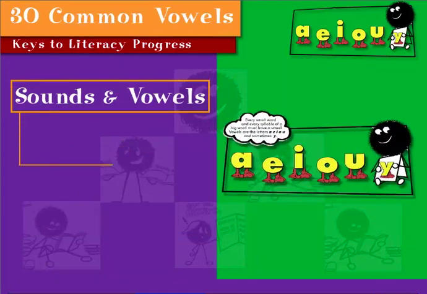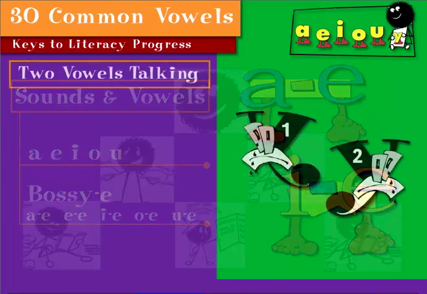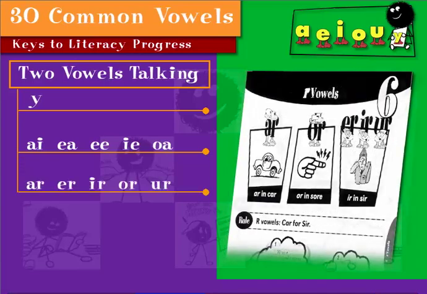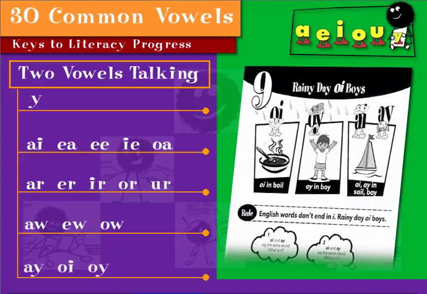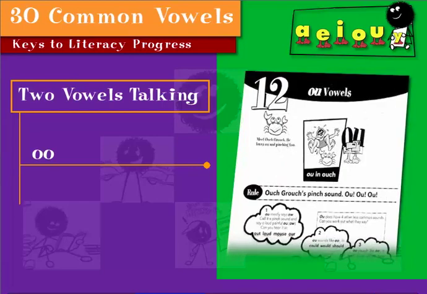And that makes 29 vowels. 5 short vowels, 5 bossy E vowels, crybaby Y, 5 two vowels who go out walking, 5 R vowels, 3 W vowels, AY, OI and OY, Chuku Cuckoo's double O saying u and oo, and Ouch Grouch's pinch sound ow.